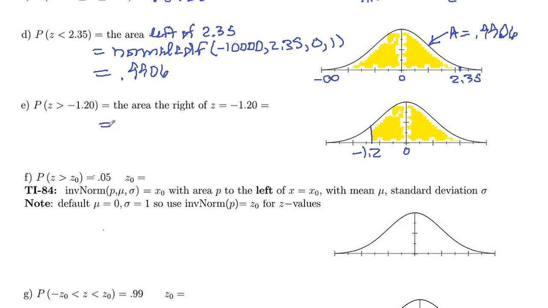So that is going to be normal CDF. And then we put in our lower cutoff, negative 1.2. And then our upper cutoff is really infinity because this curve keeps going, but we're just going to use a big positive number, 10,000. And then 0, 1, mean, standard deviation.